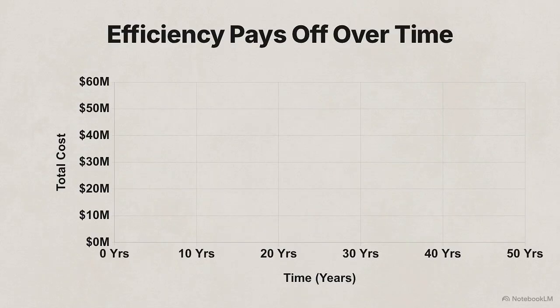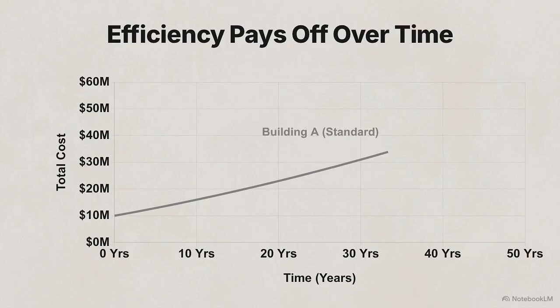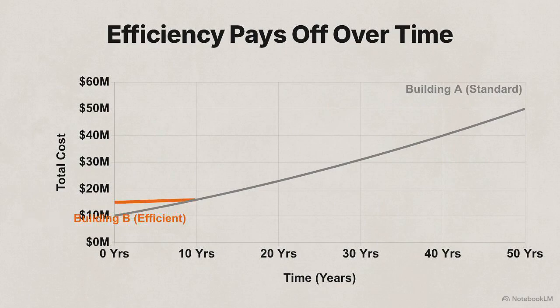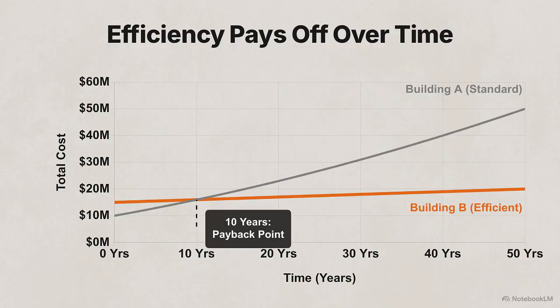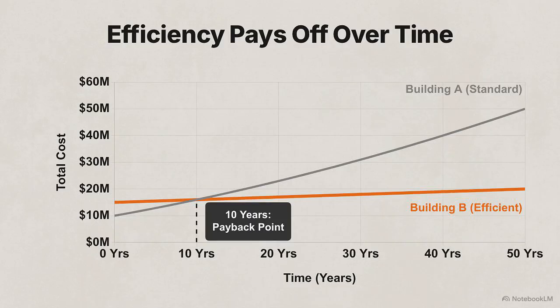In Building A, the owner chose a cheap heating and cooling system. Because that system is inefficient and breaks down often, its total cost on this graph climbs steeply every year. Building B has a high-efficiency system. The line starts much higher on the chart, but because it is so cheap to run, the line stays flat. After about 10 years, Building B actually becomes cheaper than Building A.